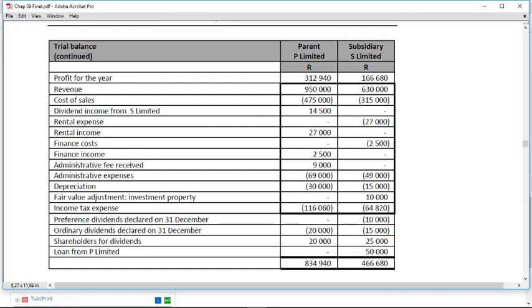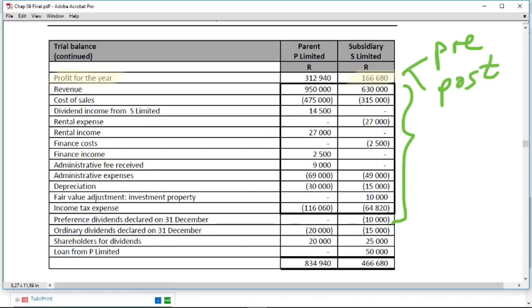Moving down on the trial balance, you then are looking at profit for the year. This is the entire profit of the subsidiary for the entire reporting period. What we will note in this example is that for your income and expense items, a lot of detail is provided. Based on the brief introduction we had, why do you think that's necessary? This profit of S, you will have to split in a pre- and a post-acquisition period. And you can only do that if you have detailed information about the individual income and expense items included in that profit for the year.